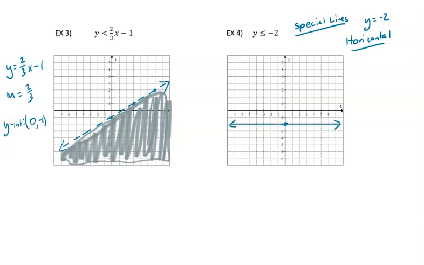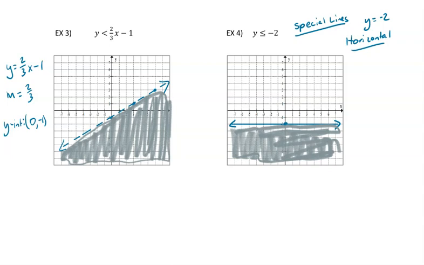Once we have our line drawn, again, it's time for shading. So y is less than or equal to negative 2. This one we are going to be shading below, which means this region down here, underneath that line. All right, so that's the basics. And I'm going to go ahead and stop this video here.